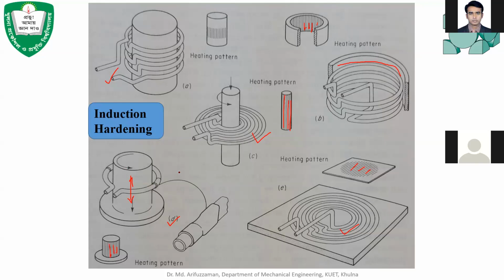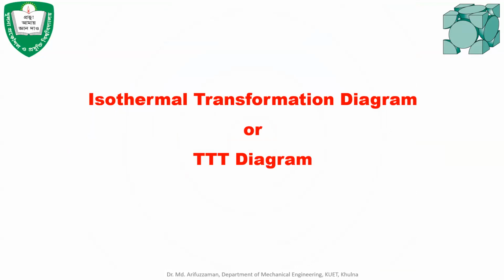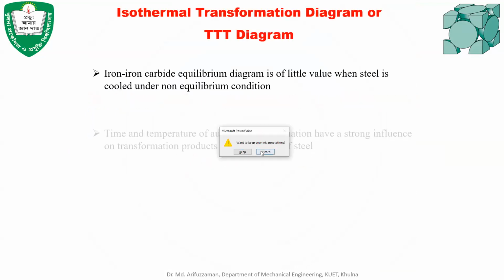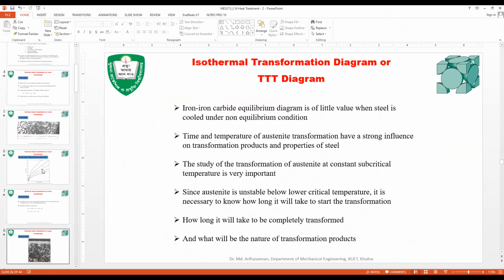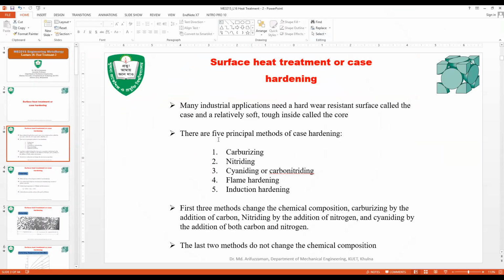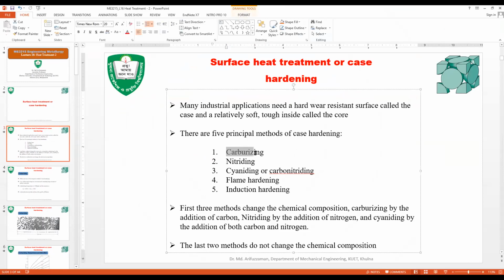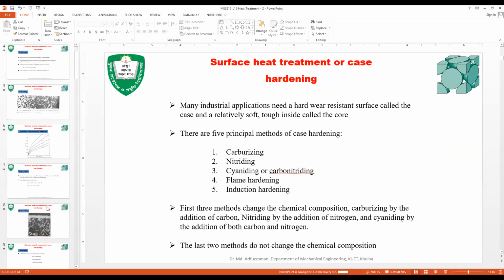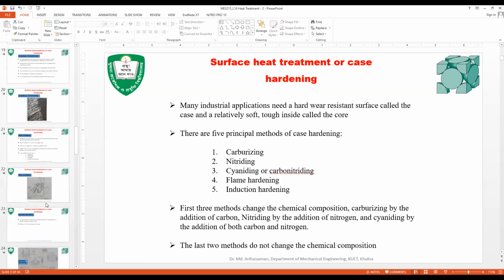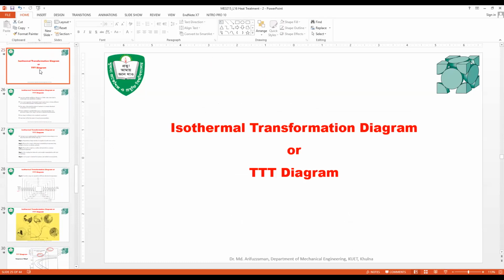So this is all about surface hardening. There are 5 different methods that we have studied for surface hardening. We have talked about carburizing, 3 types of carburizing, nitriding, cyaniding, and the flame hardening method, and also induction hardening. So these are the methods. The first 3 are about chemical reaction, and the last 2 are about direct surface hardening, that means the hardening method that has been used.